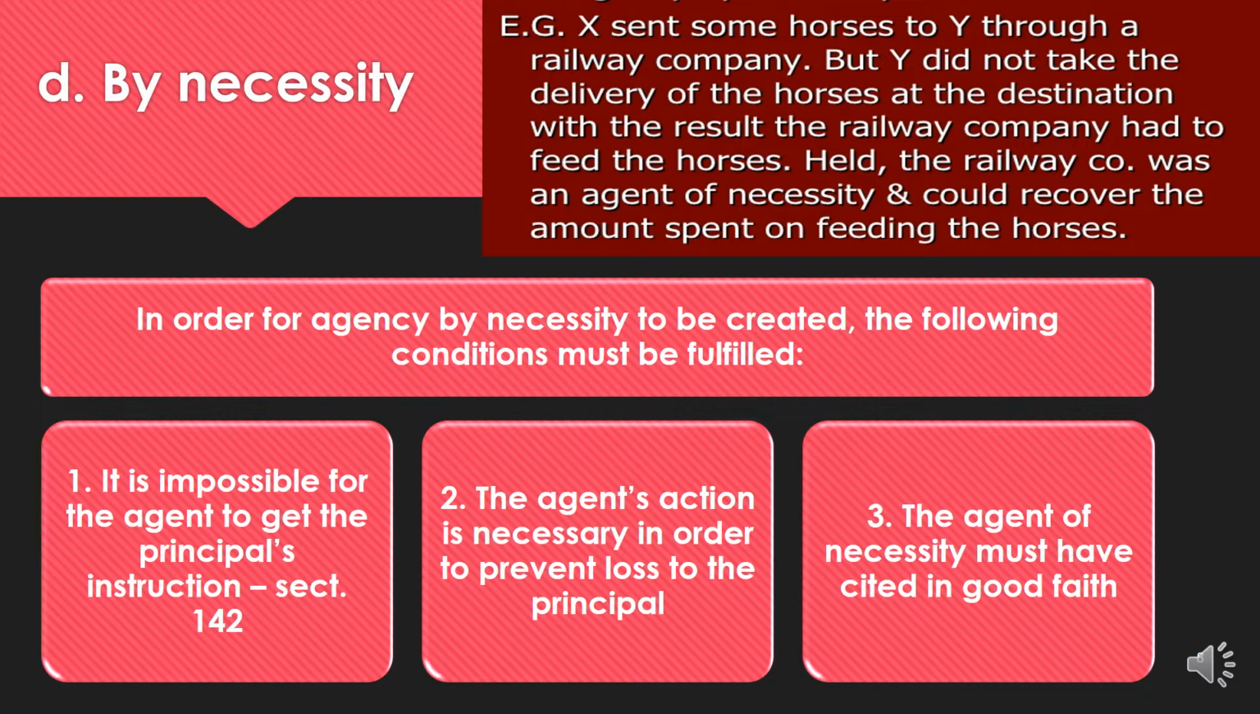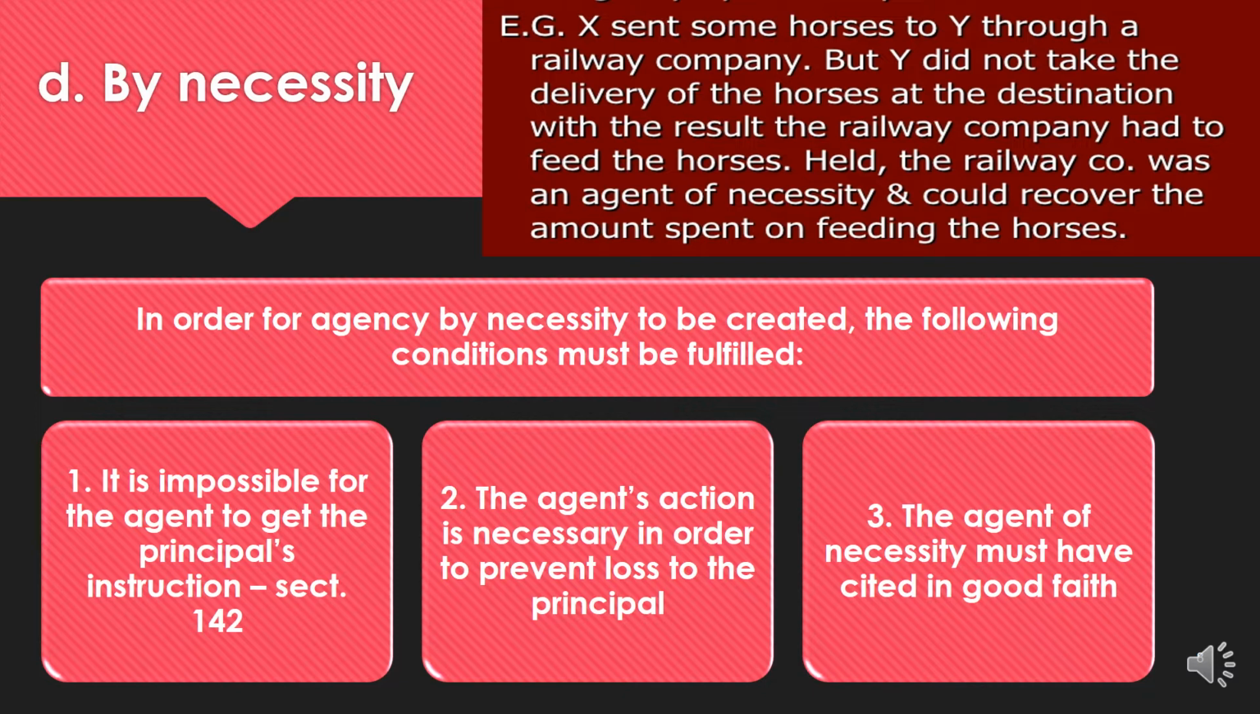For agency to be created through necessity, there are three conditions to be fulfilled. Number one, it is impossible for the agent to get the principal's instruction. This is provided in section 142 of the Companies Act. It is impossible for the agent to get the principal's instruction.